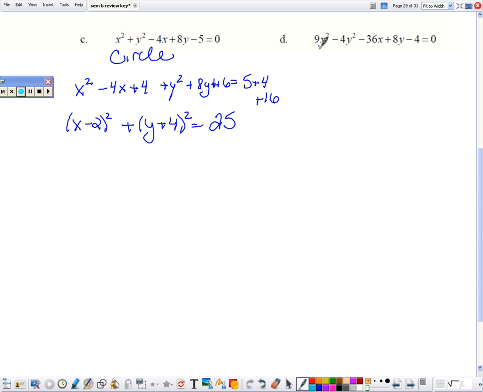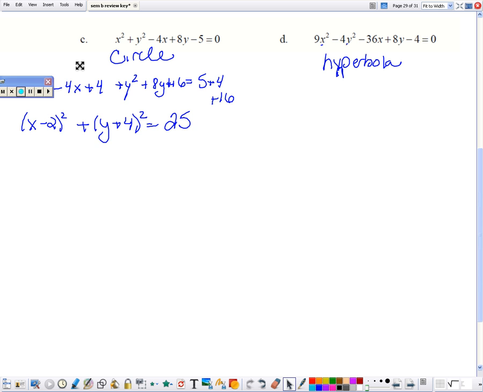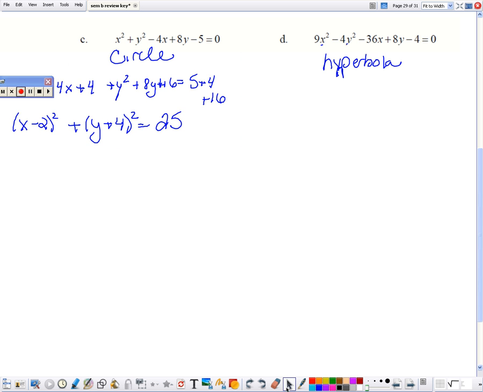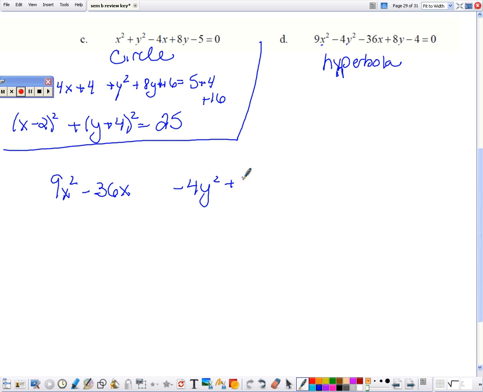And lastly for D, my x squared is positive and my y squared is negative, so that means it's a hyperbola. And we have a lot of work for completing the square for this one. I'm going to do that down here so I have enough room. So I'm reorganizing it so all of my variables of likeness are together and my constant is on the other side. But I can't complete the square until I factor out the coefficient.